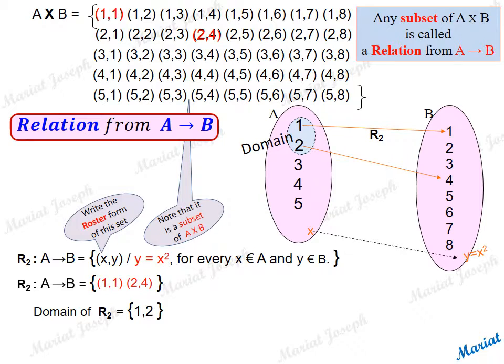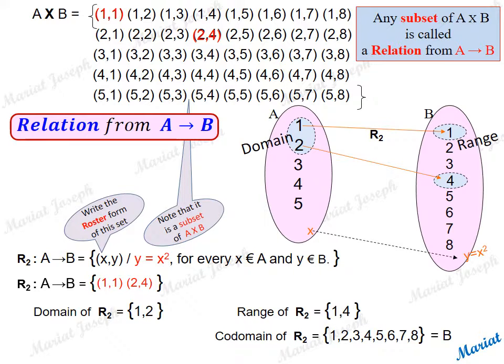The domain of this relation is only the set {1, 2} because these are the only elements which have some image under this relation. And the range of this relation is the set {1, 4}. No other elements belong to the range because none of them is an image of any element of the domain. But the codomain is the whole of set B, 1 to 8.